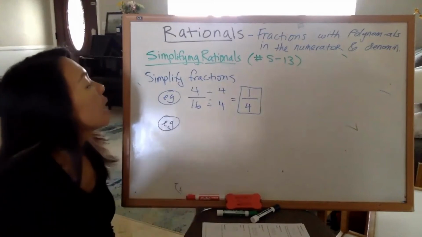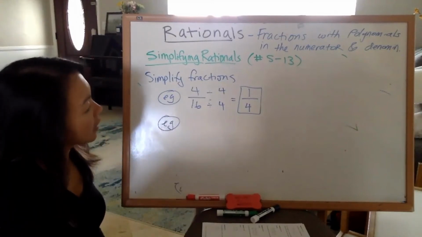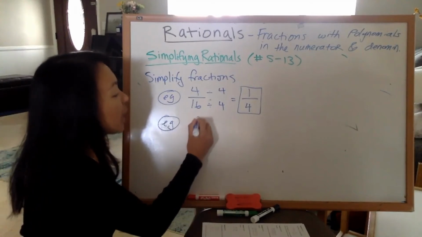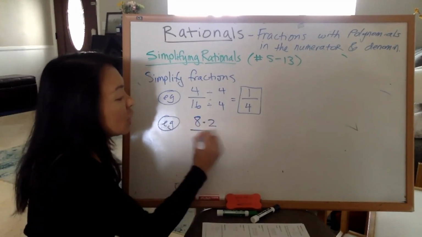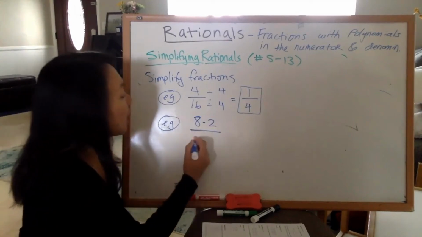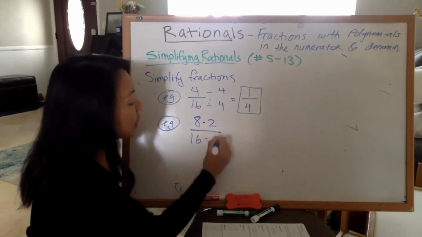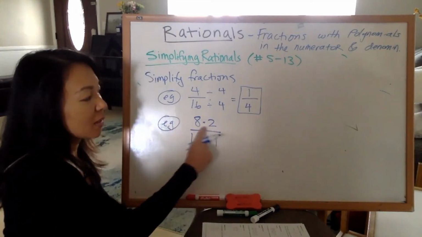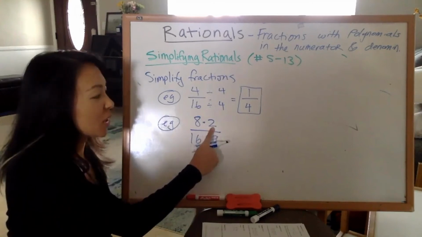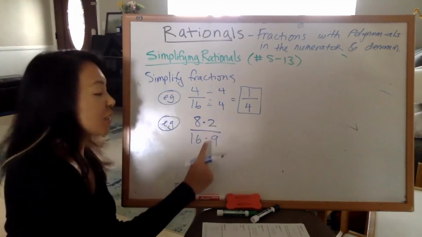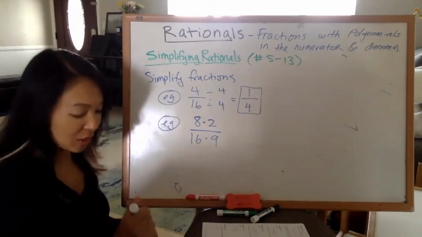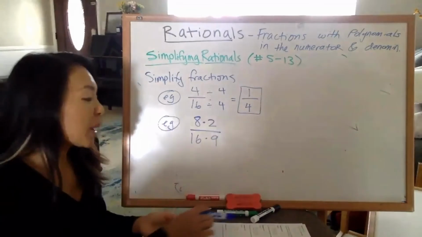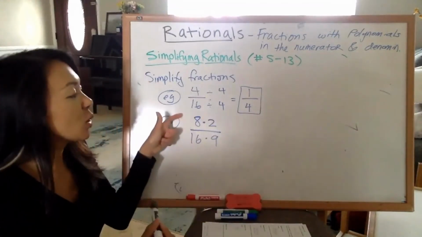So let's make this a little bit harder. Let's make it look a little bit more complicated. What if I had 8 times 2 divided by 16 times 9, right? So these are what we call factors, because factors are things that are being multiplied with each other. 8 is a factor, 2 is a factor, 16 is a factor, and 9 is a factor. What we could do is multiply it all out and then simplify it, but actually the better thing to do is to simplify it first.